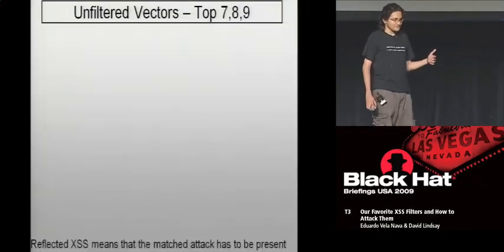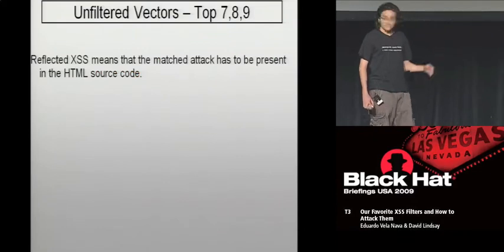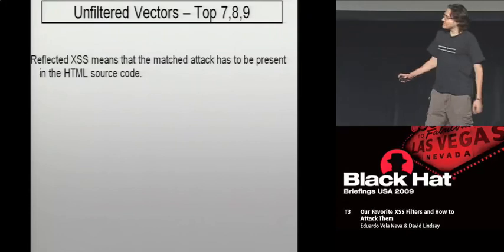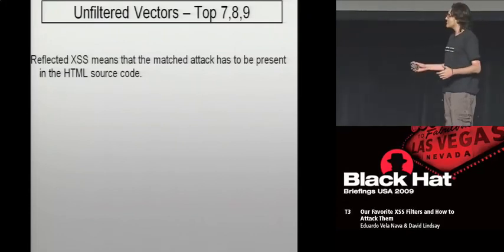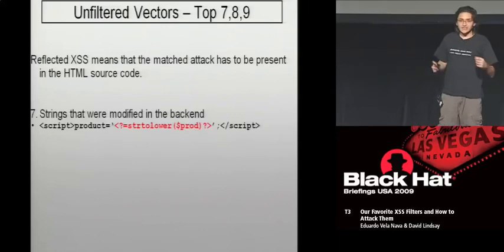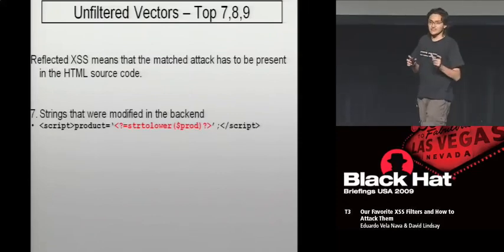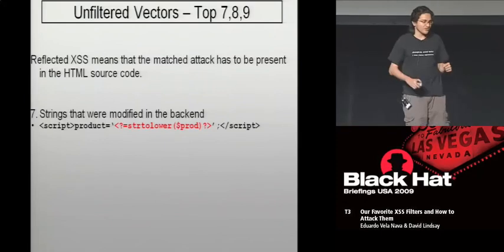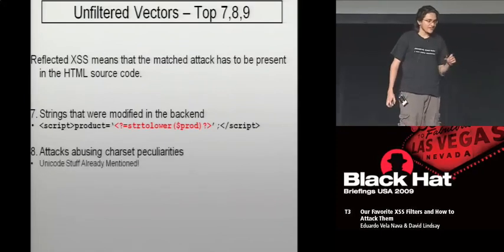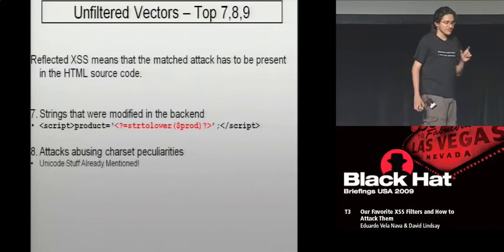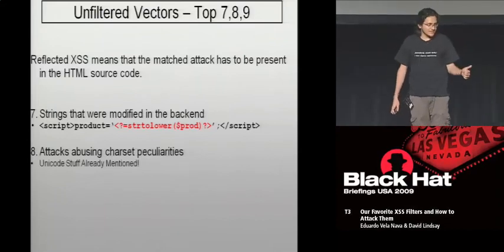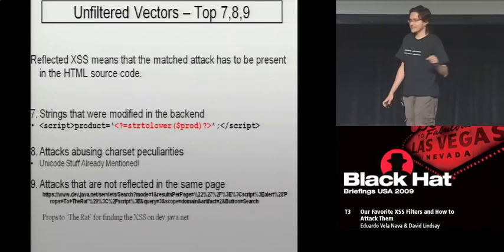Number 7. Reflected cross-site scripting means that the attack has to be present in the response. So if the response is modified a little, maybe a str to lower or stuff like that, it's probably not going to be detected. Also attacks abusing charset peculiarities that we already talked about in the Unicode part, and attacks that are not reflected in the same page.